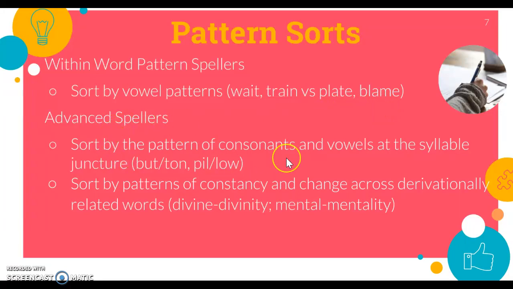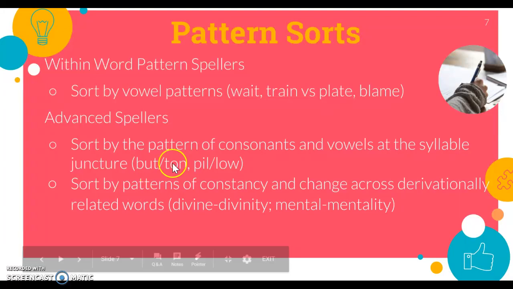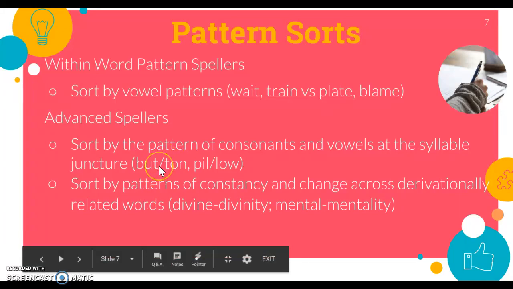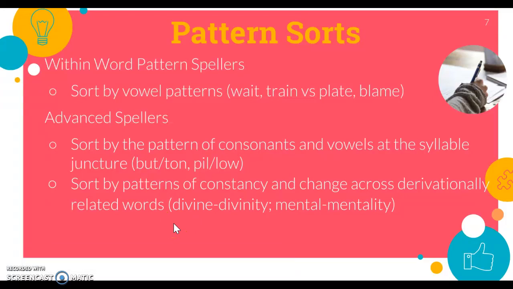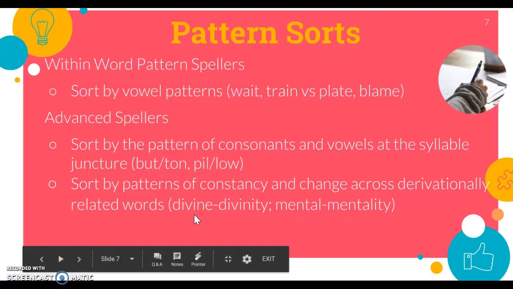Advanced spellers will sort by the pattern of consonants and vowels at the syllable juncture. So there are strategic ways that you can split words apart in both spelling and decoding, which is why this is going to help both spelling and reading, so that you can spell and read the word. They will sort by patterns of constancy and change across derivationally related words. There's a few big words there. So basically we're getting at Greek and Latin roots there, and how the pattern in divine helps you spell divinity. The pattern in mental helps you spell and decode mentality.